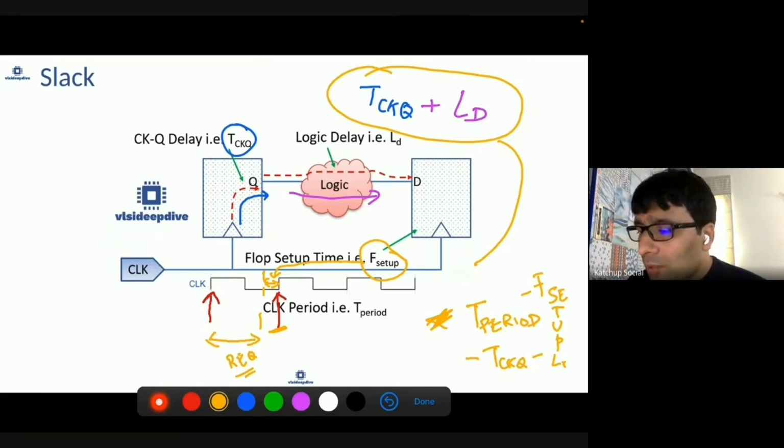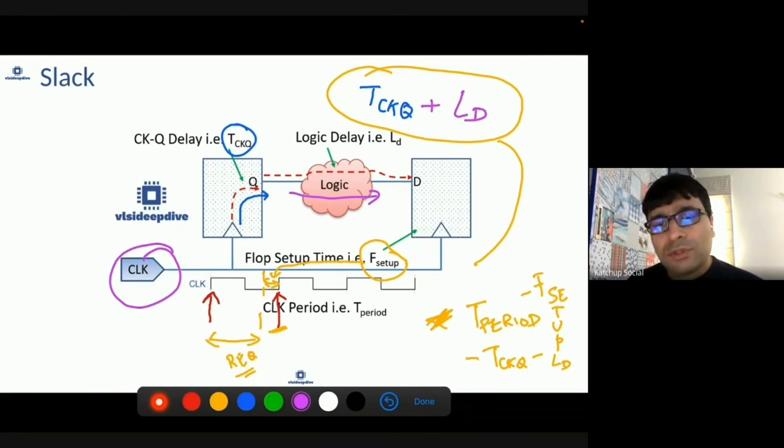Of course, there are other elements which get involved as the STA tool does the analysis. There'll be some delay on the clock path. The clock will have some other properties like jitter. All those will come into the picture. But conceptually, at the simplest level, this is how you calculate the slack. If slack is positive, you're meeting timing. If slack is negative, you're not meeting timing and you need to fix that.